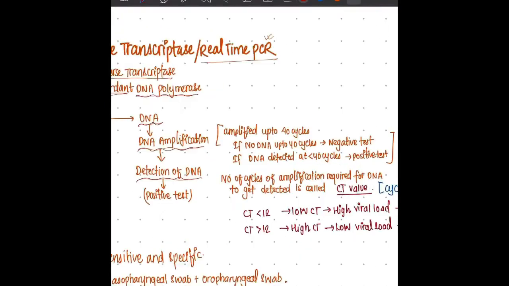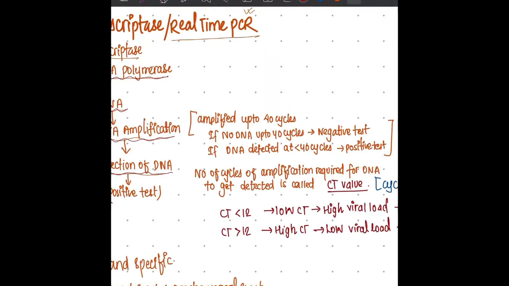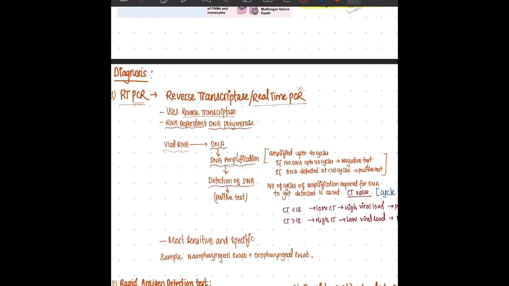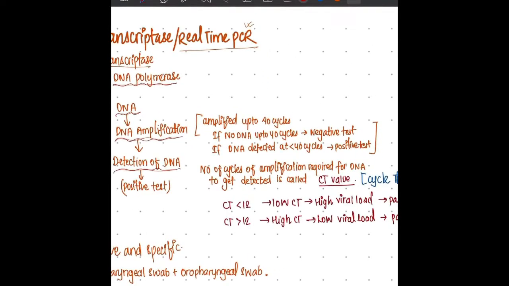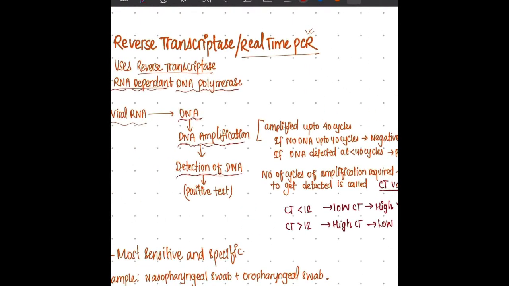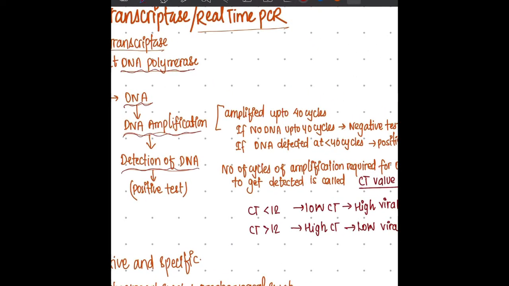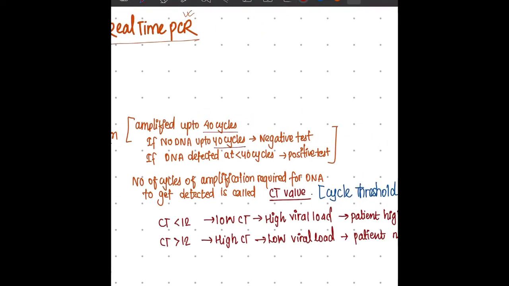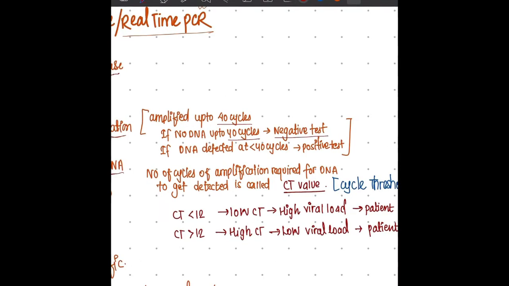So what normally happens is that you collect a sample in a nasopharyngeal swab. That sample is used by the RT-PCR machine. If the viral RNA is present, that RNA is converted into DNA, and then that DNA is multiplied or amplified over multiple cycles. Now, in any sample the RT-PCR machine amplifies up to 40 cycles. So if no DNA is detected up to 40 cycles, the machine labels the sample as negative, right? But if DNA is detected within 40 cycles of amplification, then the test is said to be positive.